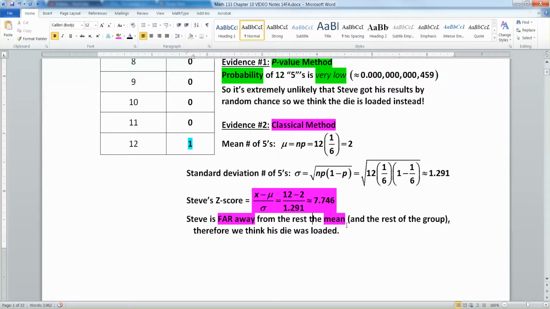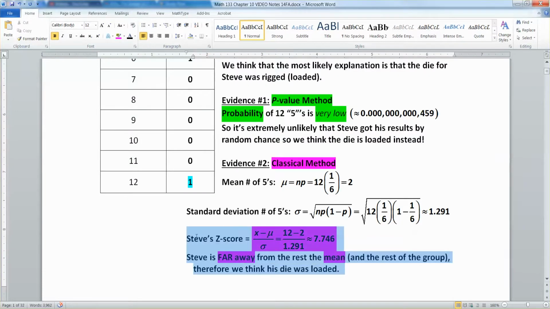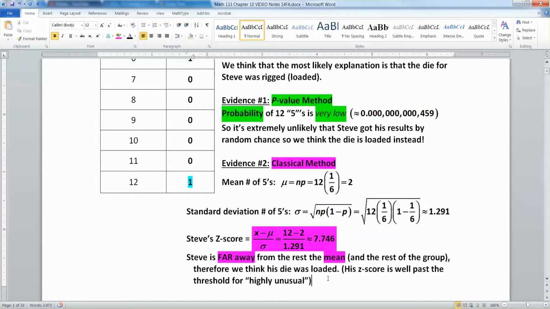Remember that in chapter 2, or chapter 3, we said that 2 standard deviations was unusual, quote unquote. This is 7 standard deviations. This is very unusual, right? His z-score is well past the threshold for highly unusual, which was 2 standard deviations up until this point. But once we hit chapter 9, we stopped using the 2 standard deviations, quote unquote, and started using our alpha, right? What's our threshold? It's 90%, or we only want 0.05 in the tails, that kind of thing. So that's where our threshold is going to come from now.